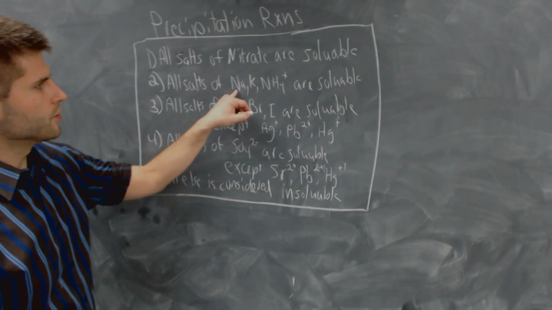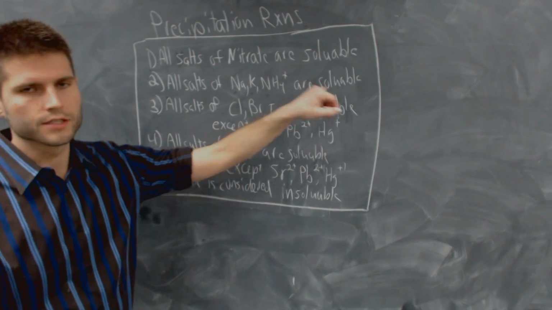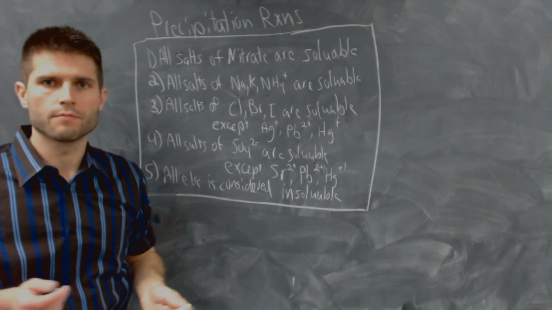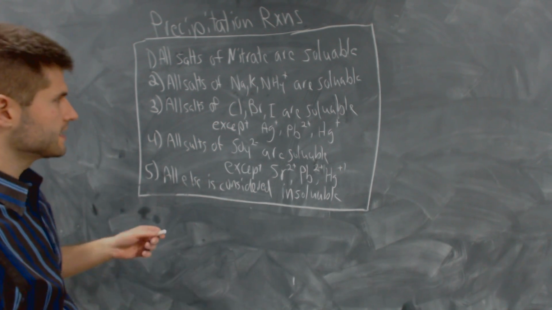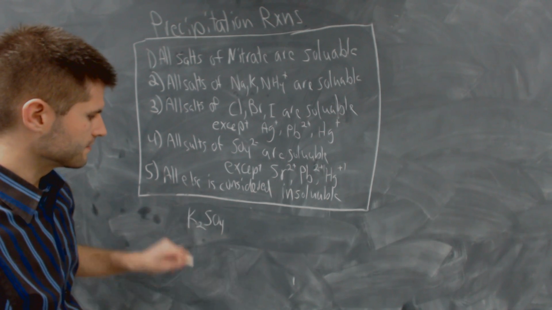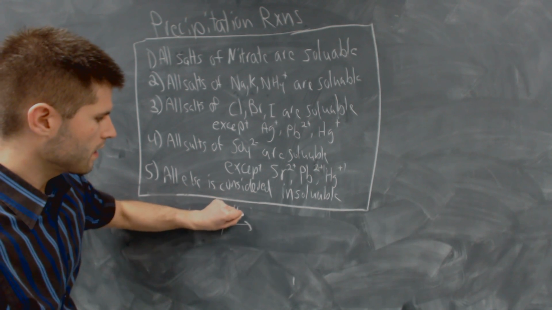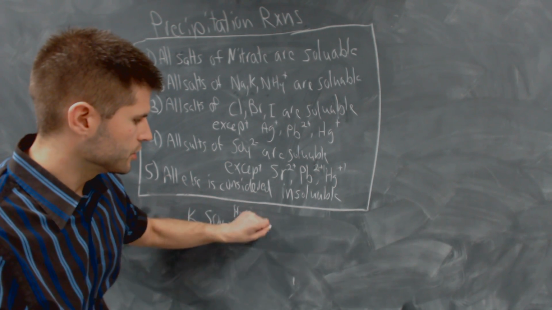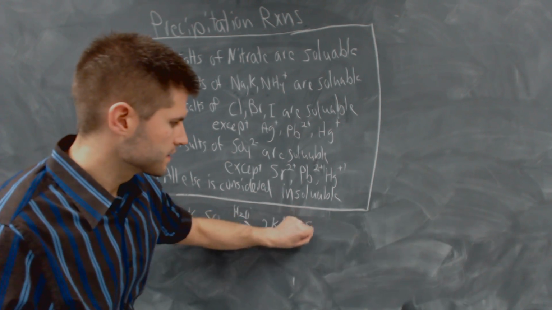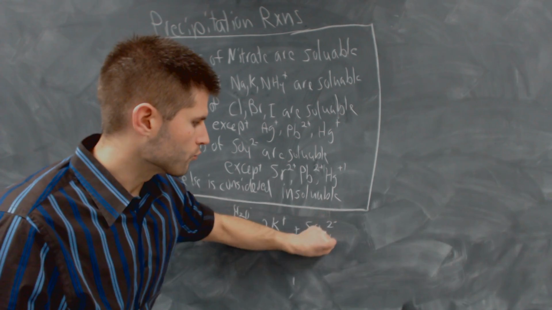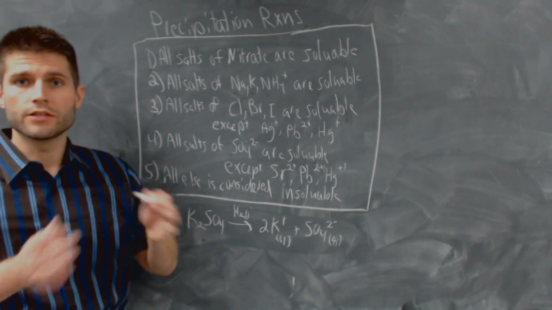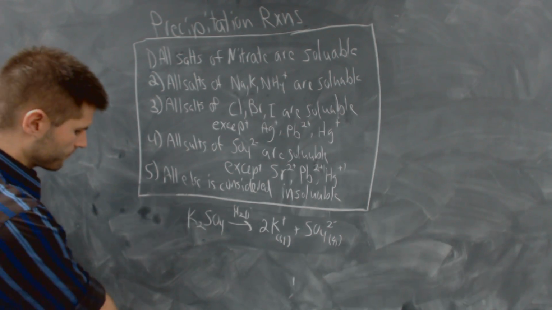All salts of sodium, potassium, ammonium are soluble. Anything that contains the sodium, the potassium, or the ammonium will just fall apart in solution. So that's the same thing as saying potassium SO4, potassium sulfate. If I drop that into water, this would fall apart into 2 potassiums and 1 sulfate. The reason why it's falling apart is because the rule specifically states that it's going to fall apart when it's in solution.